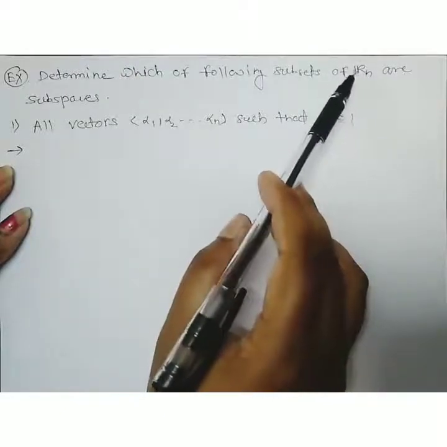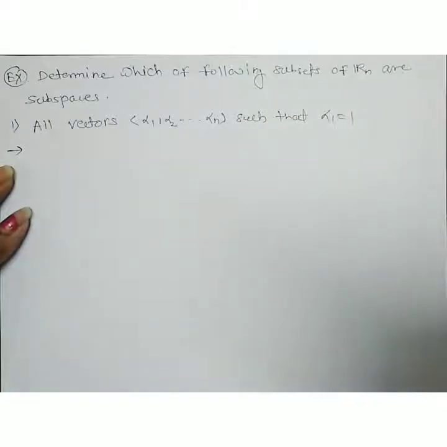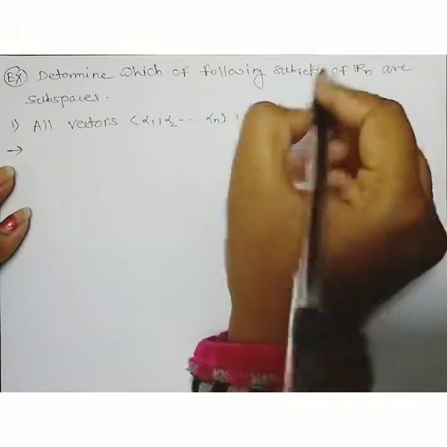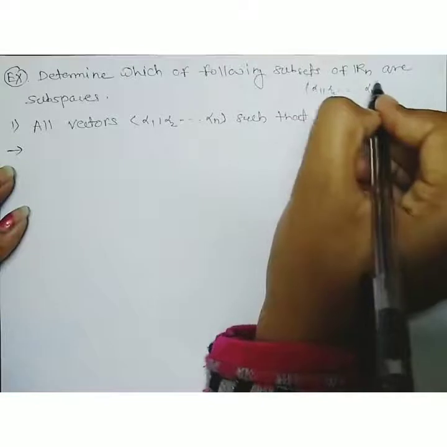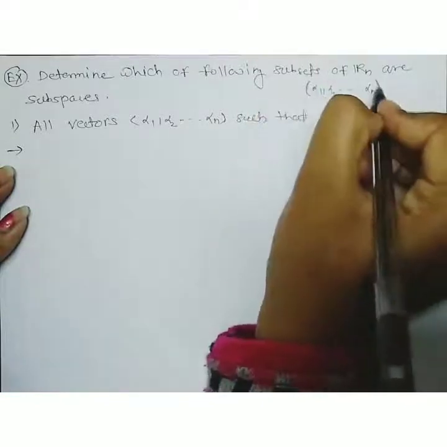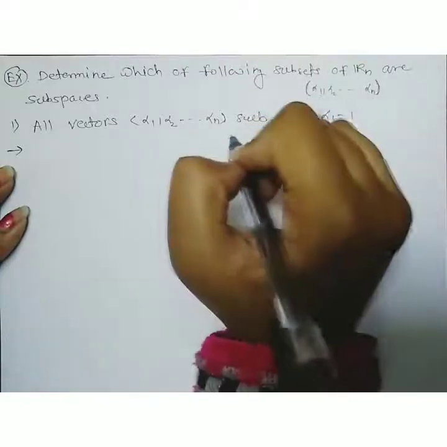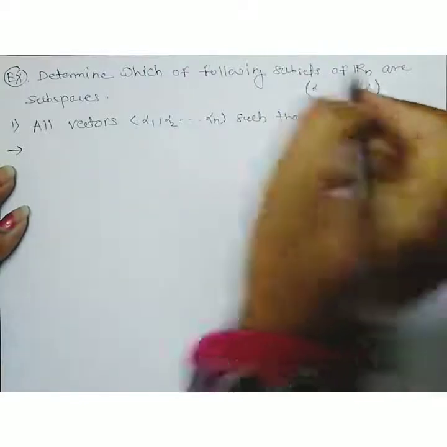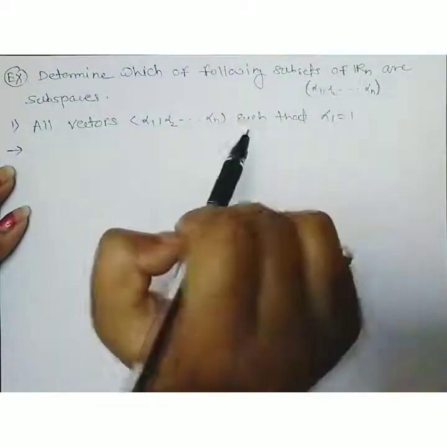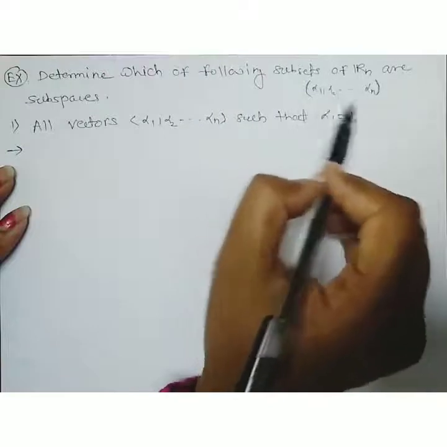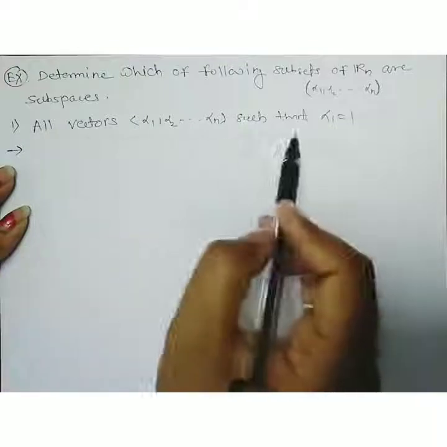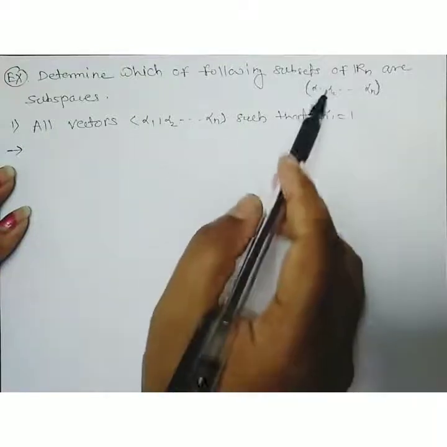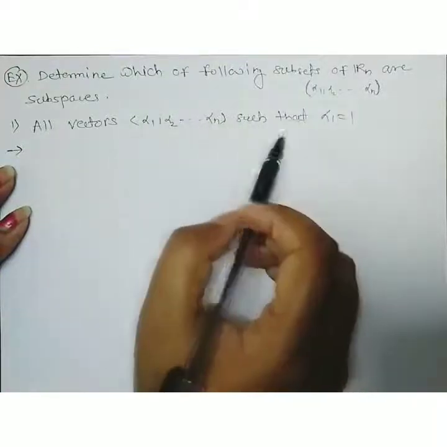We know that Rn consists of n-element vectors. The elements belonging to Rn have the form alpha 1, alpha 2, and so on up to alpha n. Each vector consists of n elements. These are the elements in Rn. Therefore we have to show whether the given subsets are subspaces or not.